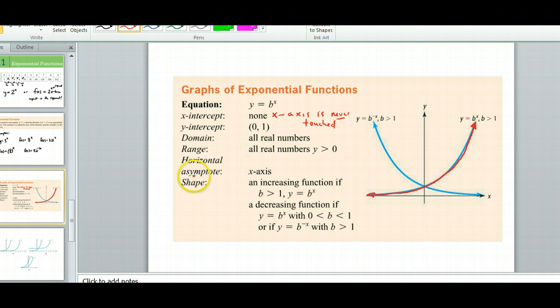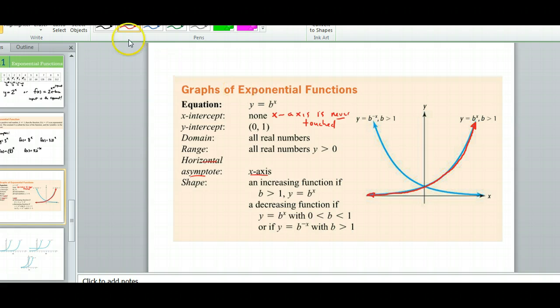Alright, and that's what we mean down here. A horizontal asymptote is the x-axis. That means as these graphs go towards the end, either negative infinity or positive infinity, the graph approaches the x-axis, but it never crosses it, never touches it. So that's what we mean by a horizontal asymptote.